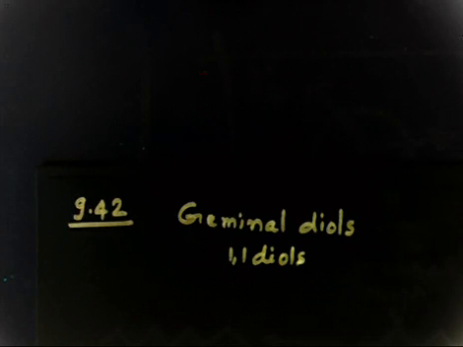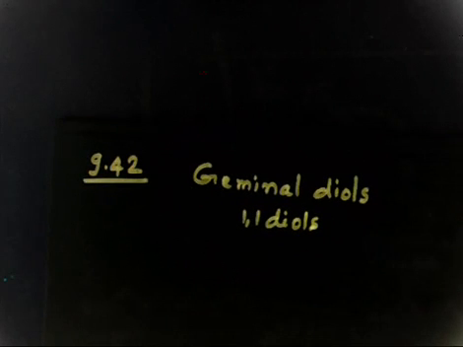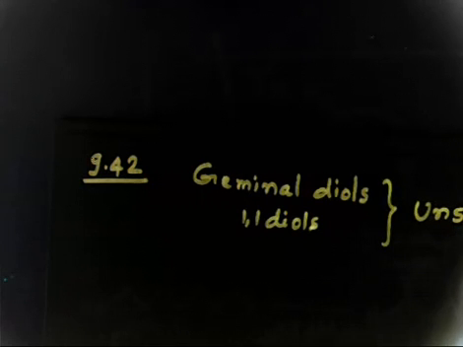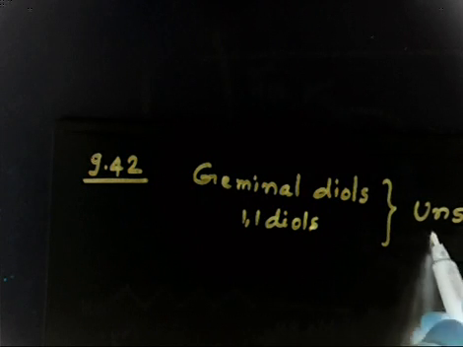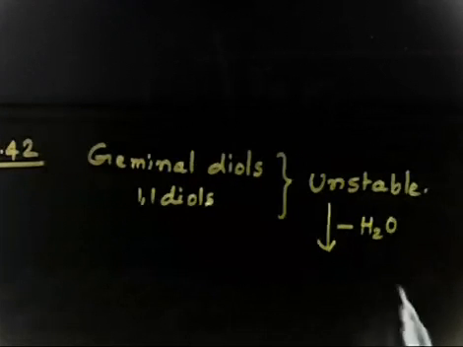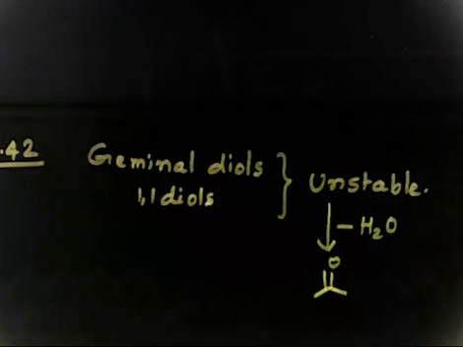Geminal diols or 1,1 diols are usually unstable. We have already discussed in class why they are unstable. They lose water to give a carbonyl compound. Therefore, geminal diols are regarded as the hydrated form of a ketone or aldehyde.